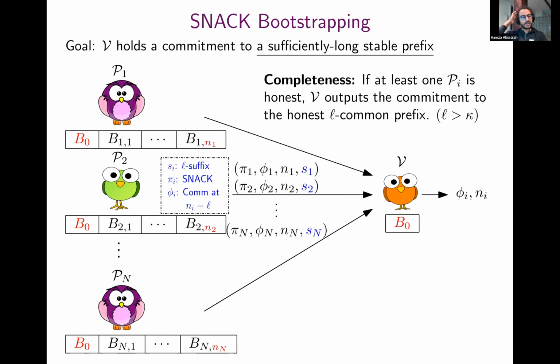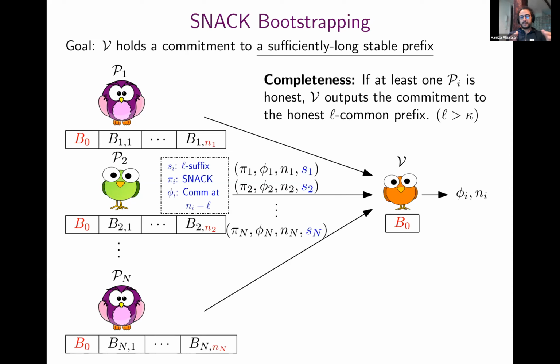So here the honest guy is the green guy, the green bird. What it does is it has a blockchain of some length n and looks at the L suffix of the blockchain. L is a fixed number that I will talk about in a bit. It sends these L blocks in the clear. This is S_i. And for the rest of the blockchain, it generates a SNACK proof.